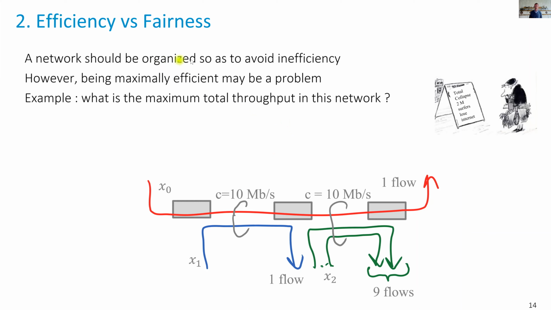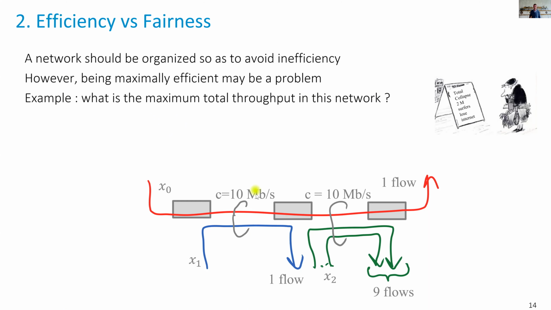How can we avoid this? That's the question. So a network should be organized so as to avoid inefficiency and, in the worst case, congestion collapse. So we would like to be maximally efficient. For example, use C over 2 in the network we gave. But let's see that it cannot be as simple as that.